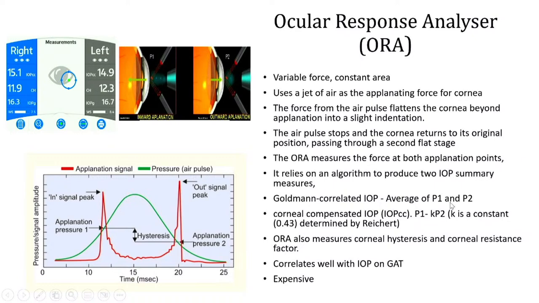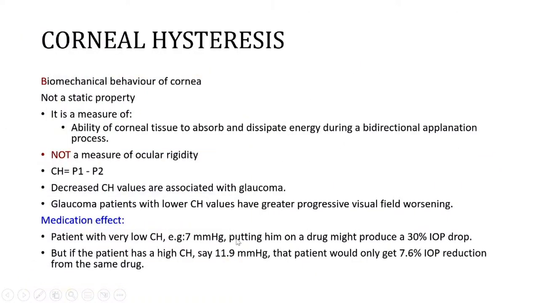So ORA was the Ocular Response Analyzer. Here a jet of air is used as the applanating force, and you take the applanation readings twice. Once when the jet of air forces the cornea inwards, so the inward applanation is noted, and the second is the outward applanation, when the cornea is coming back to its normal position, and the difference between these two readings is the corneal hysteresis. And corneal hysteresis is an important factor in glaucoma. It has been found to be reduced in patients with glaucoma, and also represents the biomechanical property of the cornea.